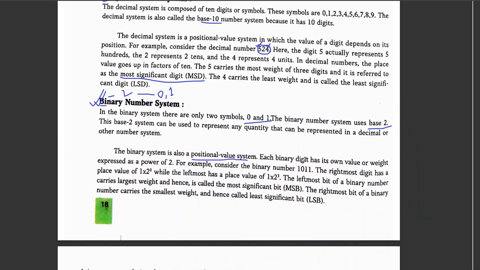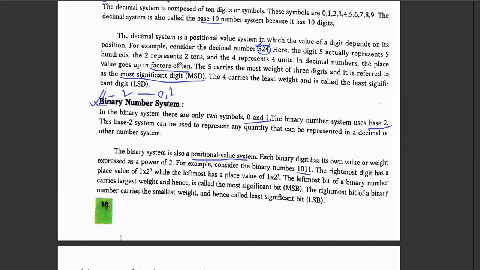Okay, so the binary system is also a positional value system. Each binary digit has its own value or weight expressed as a power of 2. For example, consider the binary number 1011. Don't say it as one thousand eleven, it is only called as one zero one one, okay? The rightmost digit has a place value of 1 into 2 to the power 0, while the leftmost has a place value of 1 into 2 to the power 3.